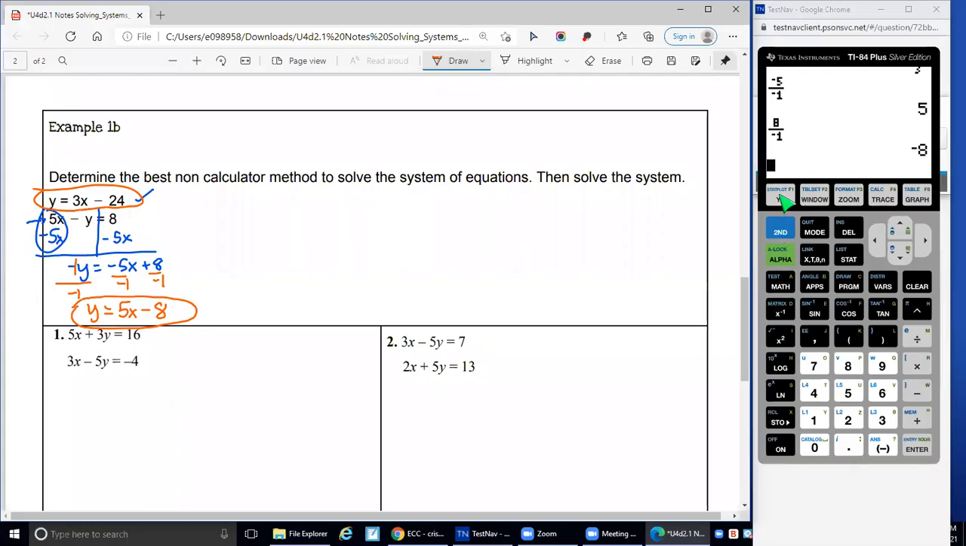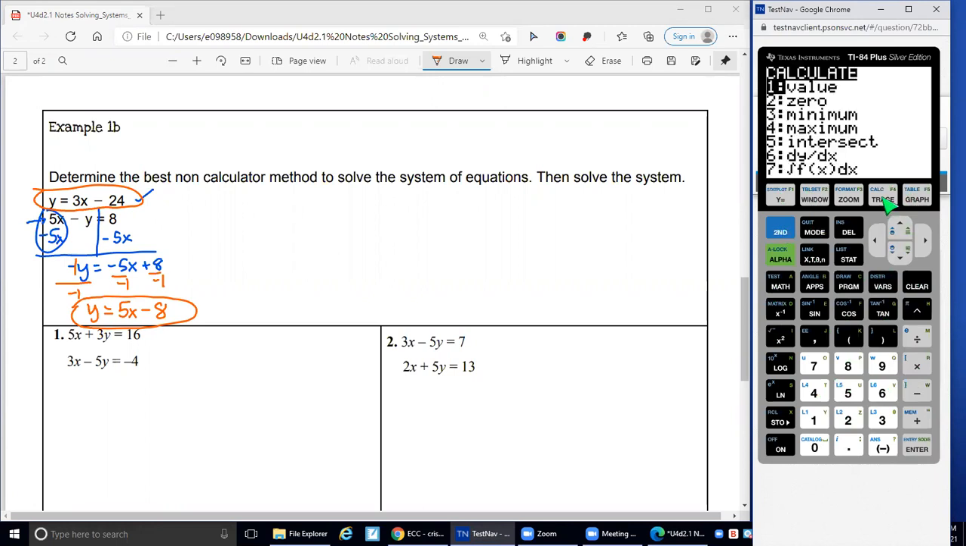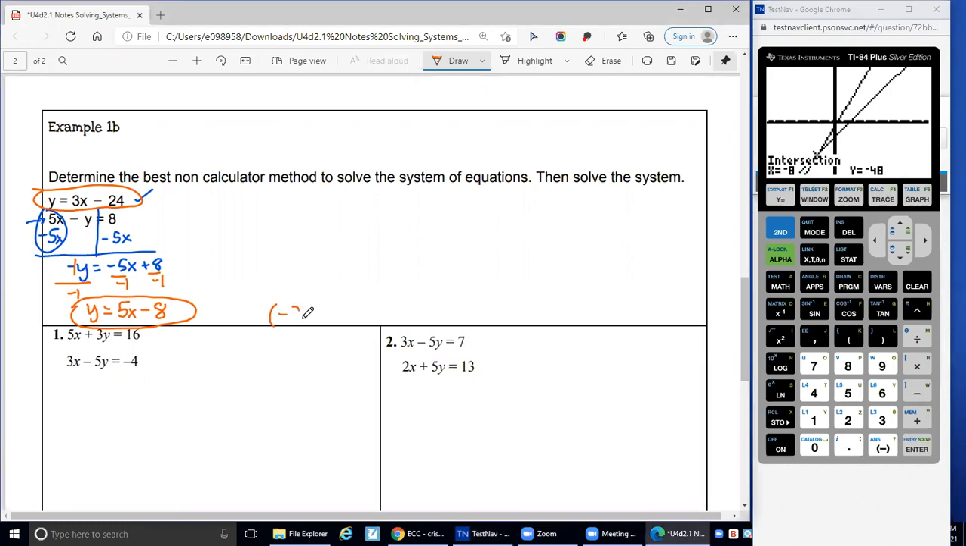All right, so what we're going to do is go to y equals, clear all this stuff out. I'm going to type it in, 3x minus 24, down, 5x minus 8. Then I go to graph. I can see the intersection. So I hit second, trace, 5 for intersect, and then hit enter 3 times. And I end up with negative 8 and negative 48. Is that what y'all got? No, I got 0 and 4. Ah, okay. Well, do your equations look like this?